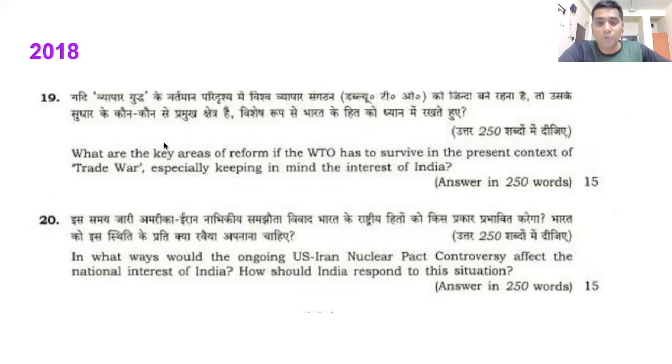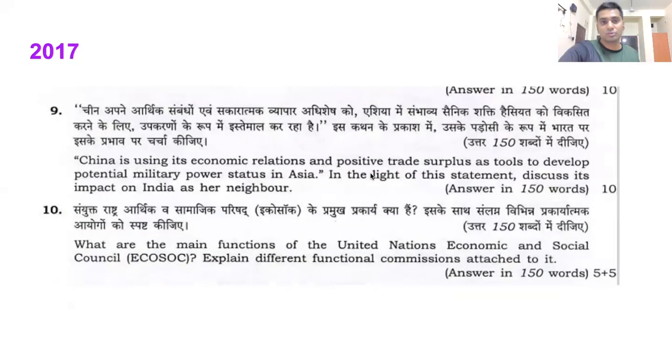In what ways would the ongoing US-Iran nuclear pact impact the policies of developed or developing countries on India's interests? That is where the question is asked. In what ways would the ongoing US-Iran nuclear pact controversy affect the national interest of India? How would India respond to this situation? So this is again 2017.